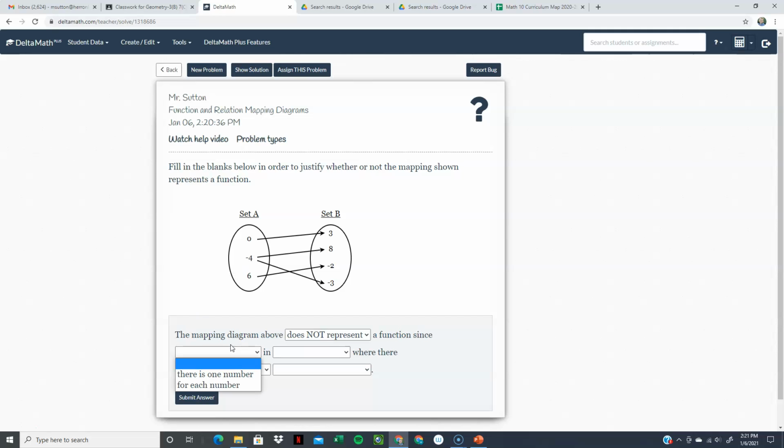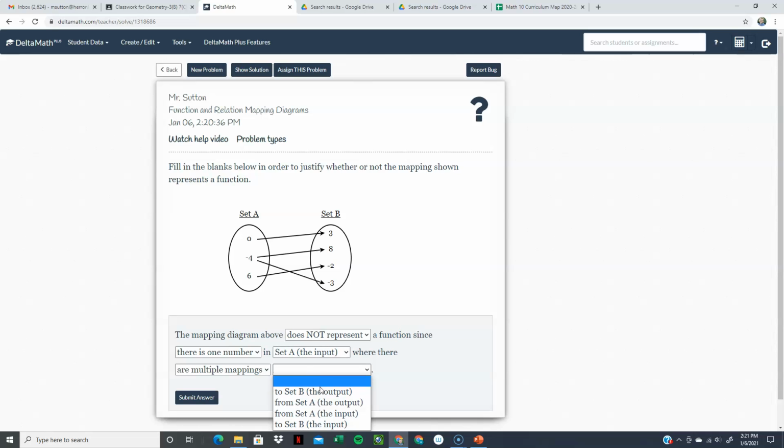So since there is one number in set A is the input here. We have our inputs here on the left mapping to our outputs here on the right because the arrows are going to the right. So set A, the input, where there are multiple mappings to set B, the output, is what I would say.